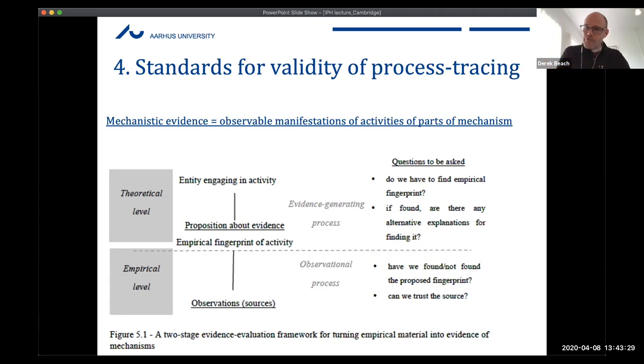But then you also have to think about, going down to the actual observational level of actual sources, and then this is all of this kind of source critical type of evaluations, because you could have, in theory, a confession from an actor that could be very strong evidence, but if your confession, the actual source, for example, comes from torture, you can't trust it. So in theory, the confession could be very strong, but because your source cannot be trusted, it's not evidence.